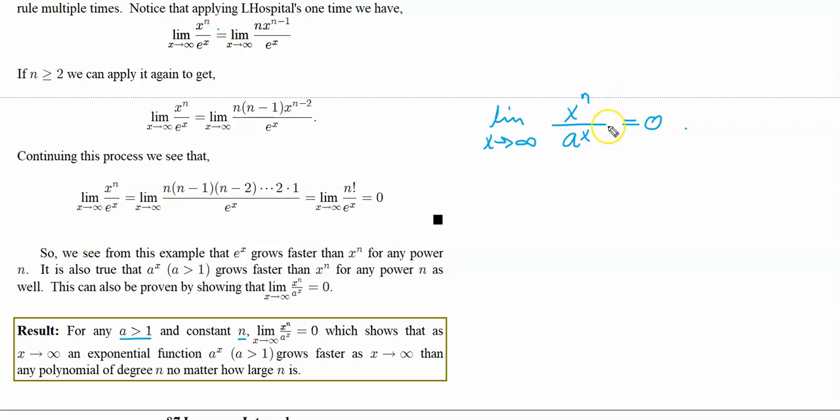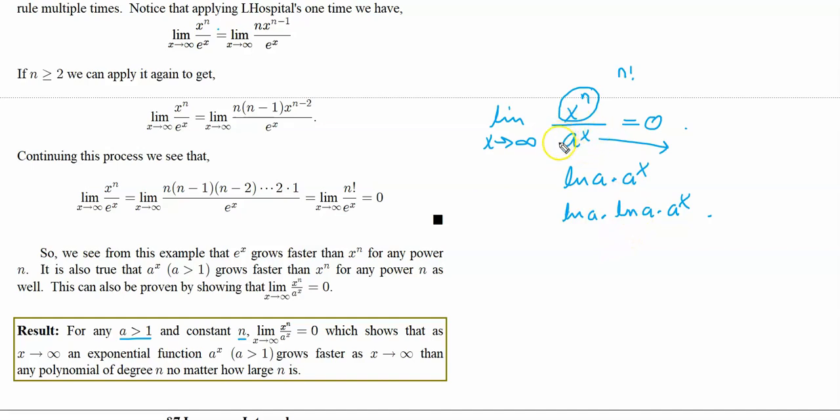And this can also be proven using L'Hopital's rule. Just note that if you were to apply L'Hopital's rule n times, eventually the numerator here would become n factorial again. And each time you differentiate the denominator, just take note that the first derivative of the denominator is going to be the natural log of a times a to the x. That would be the first derivative. Then the second derivative would be the natural log of a times the natural log of a again, times a to the x. So each time you differentiate this, you're going to pick up another natural log of a term.